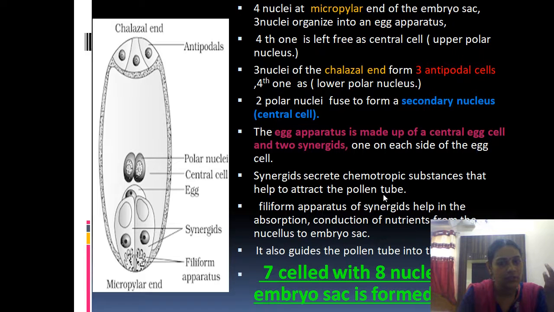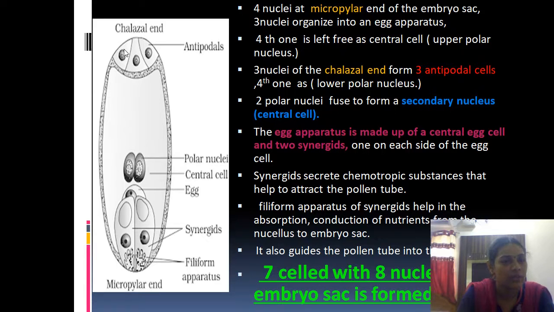The egg apparatus is made up of the central egg cell and 2 synergid cells. What is the role of synergids? You can ask me the question. Synergids secrete some chemotropic chemical substances that attract the pollen tube. And the filiform apparatus of the synergids helps in the absorption and conduction of nutrients from the nucellus to the embryo sac. The embryo sac, which is growing in the ovule, should get nutrition, and that is done by the filiform apparatus. It also guides the pollen tube. It is a 7-celled and 8-nucleated embryo sac.